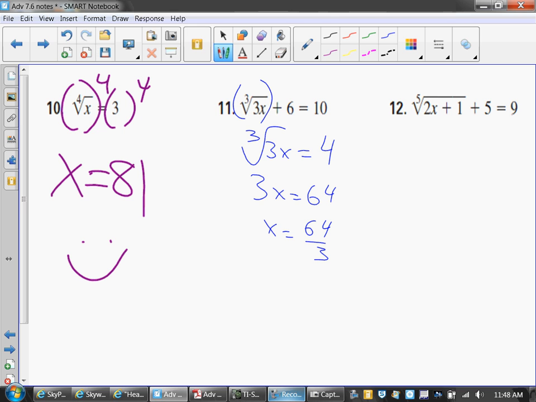Fractions. You're just supposed to round it? Well, think of it this way: when you substitute back in, you wind up with the cube root of 3 times 64 over 3. What happens? It drops out. The cube root of 64 is 4. 4 plus 6 is 10. So don't round it. That's why you keep your fractions, because the calculator isn't as smart as you.